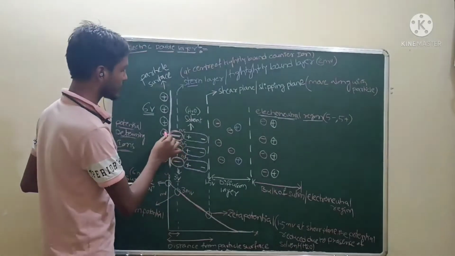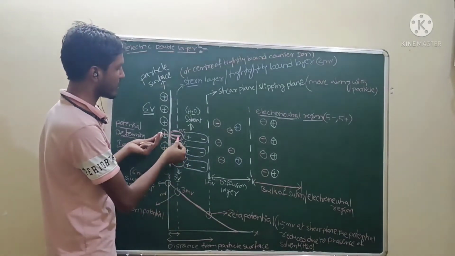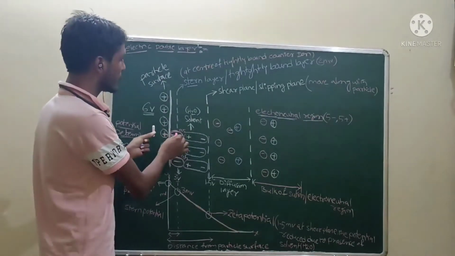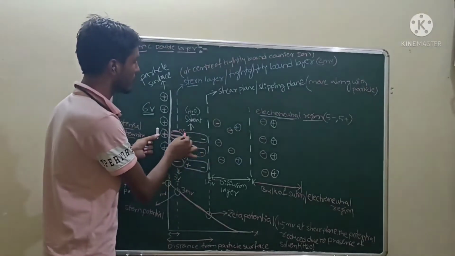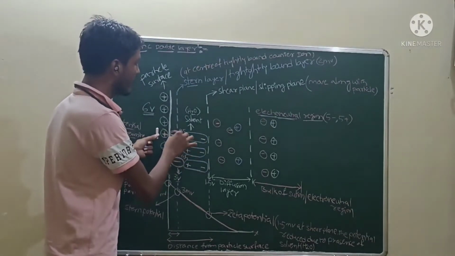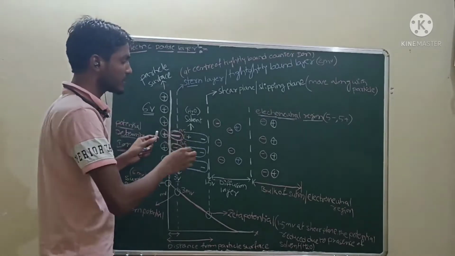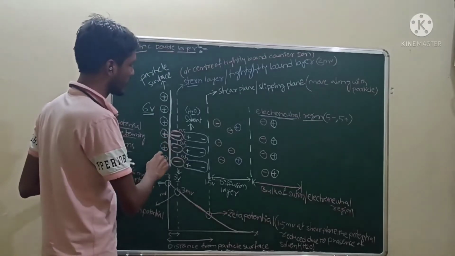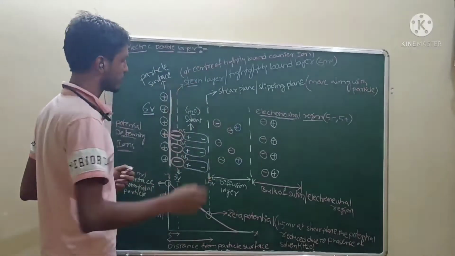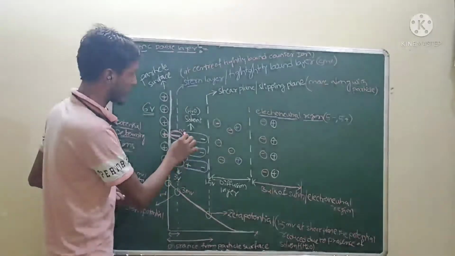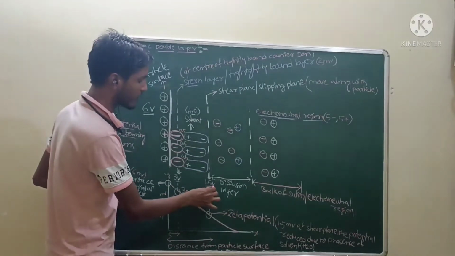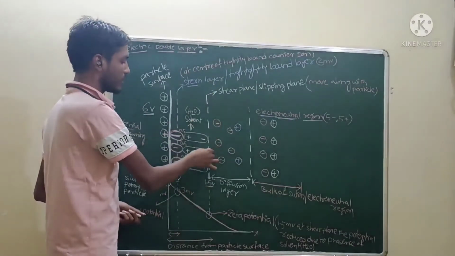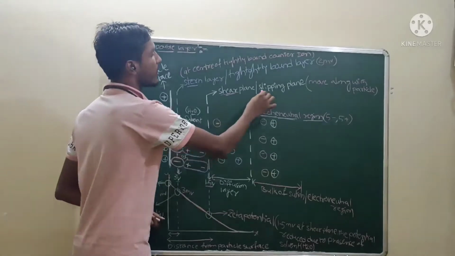Actually this is positive one and this is also one, so they need to neutralize in a 1:1 ratio. But due to the presence of the solvent molecule, this negative ion cannot effectively neutralize these positive charges. That's why totally 1.5 millivolt is present as the charge at the shear plane or slipping plane.